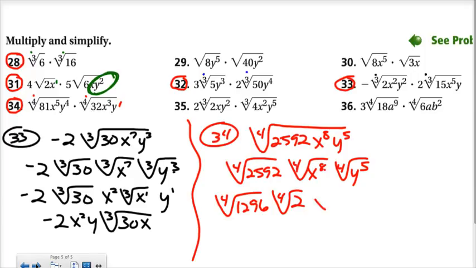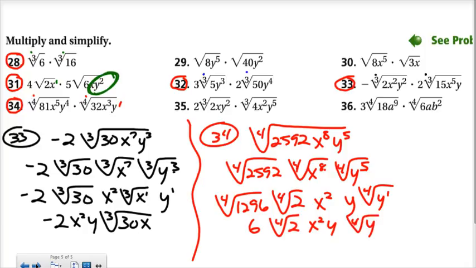The 4th root of x to the 8th, you divide. 8 divided by 4 goes in perfectly. It gives you x squared. 4 does go into 5 for the y's. It'll go in there once, but it will have an ugly remainder of 1. So the 4th root of 1296, we use our table for that. That is 6. 4th root of 2, nothing else we can do with that. X squared y, 4th root of y to the 1st, which is just the 4th root of y. Now let's pull it together and put the pretty stuff out in front, the ugly stuff under the radical.